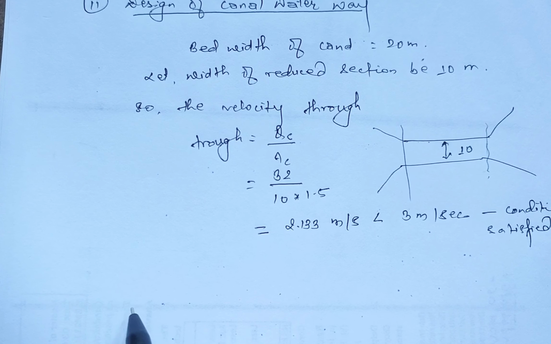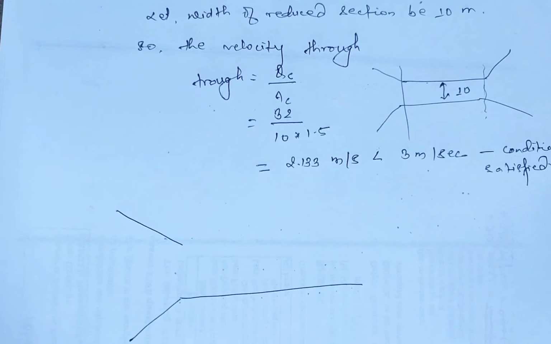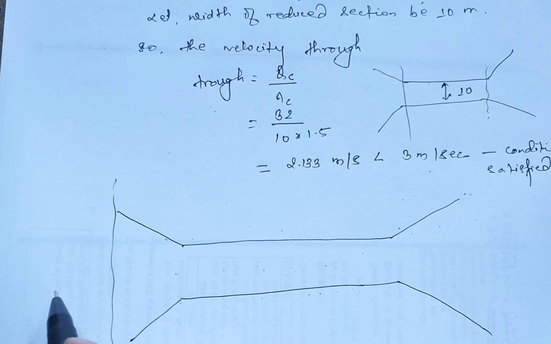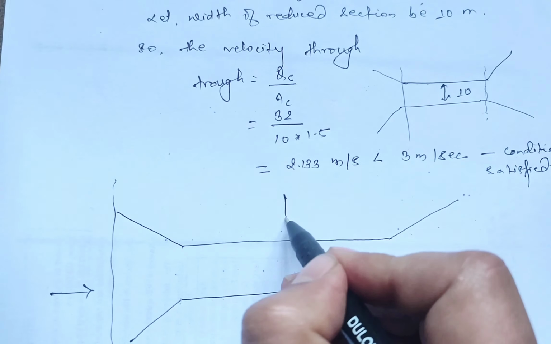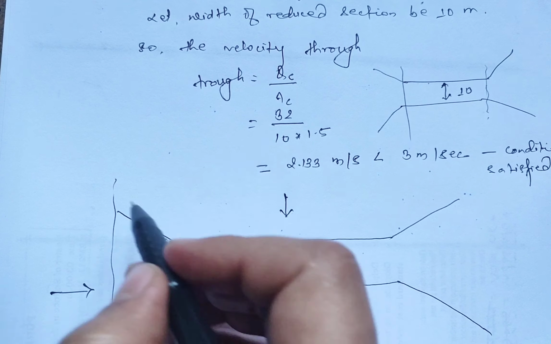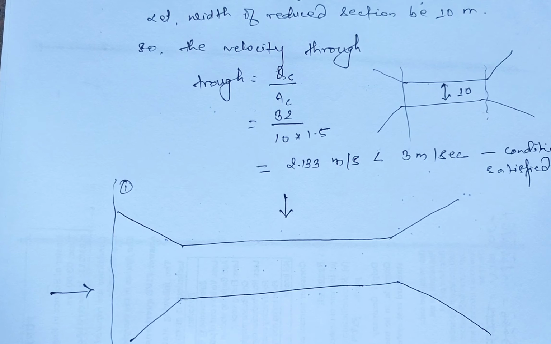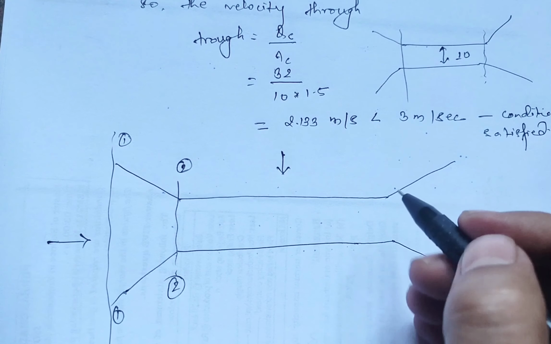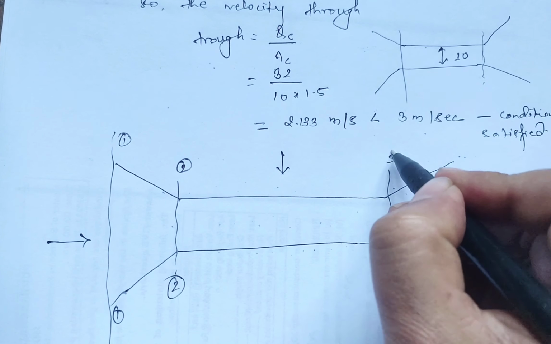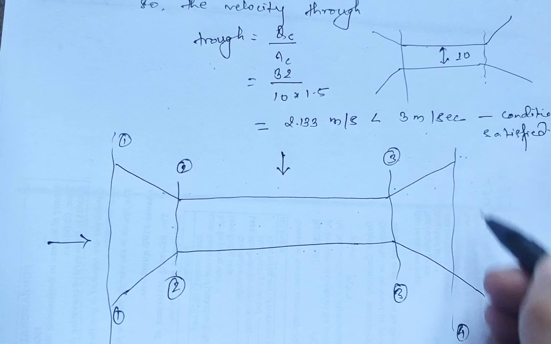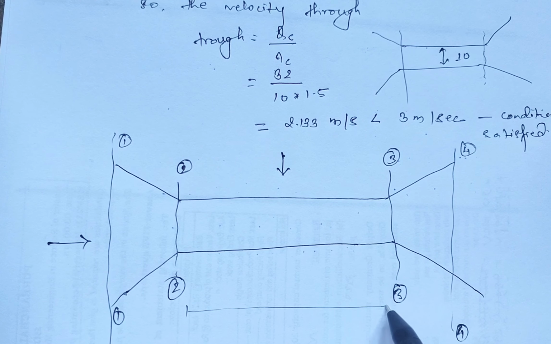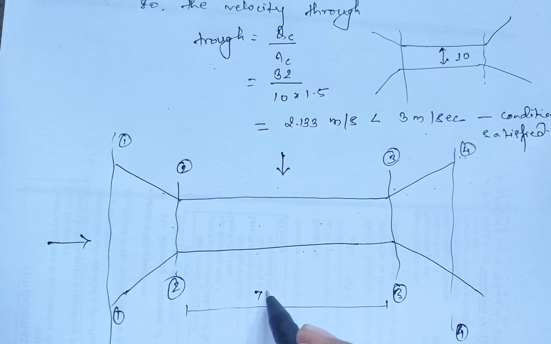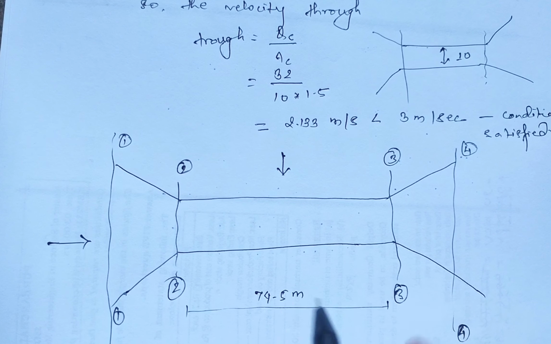Now let's draw our cross drainage structure. This is the cross drainage structure where the canal flow occurs in this direction and the drainage flow occurs in this direction. Let's consider section 1 at this point and section 2 at this point. This one is section 3 and this one is section 4. This is the length of the flume or waterway, which we have already calculated as 74.5 meter in our first step.